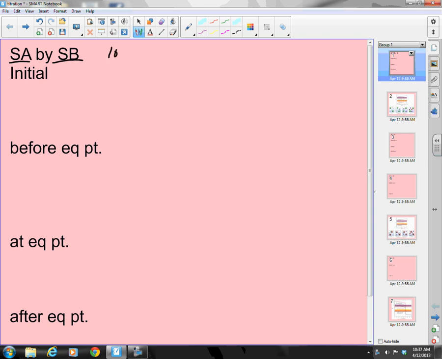So let's say we take 100 milliliters of HCl, and we're going to titrate. And what kind of HCl is that? We'll call it 0.1 molar HCl, and we're going to titrate that by 0.2 molar NaOH. Good. So that's what we're going to do.